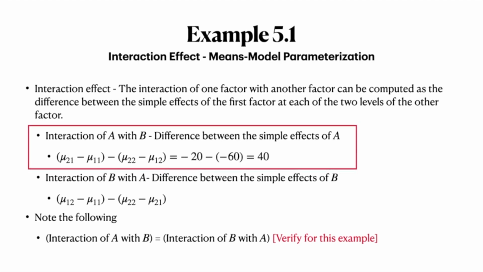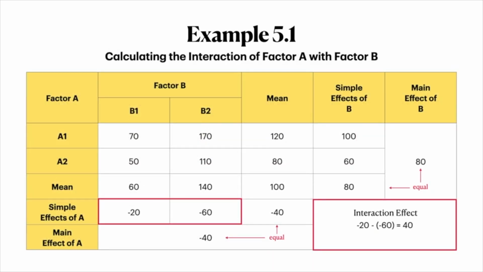So the interaction of A with B is the difference between the simple effects of A. The simple effects of A were shown to be negative 20 and negative 60. When we take the difference, we get a positive 40. Here I'm showing the difference between the simple effects of A, negative 20 minus negative 60, and that gives us positive 40.